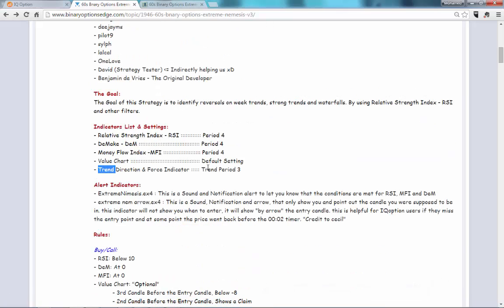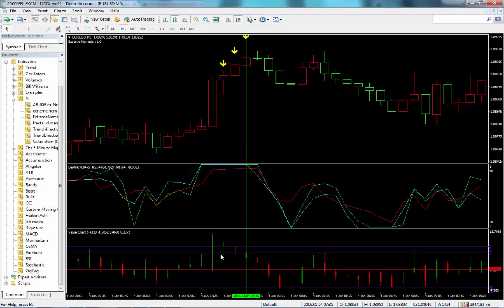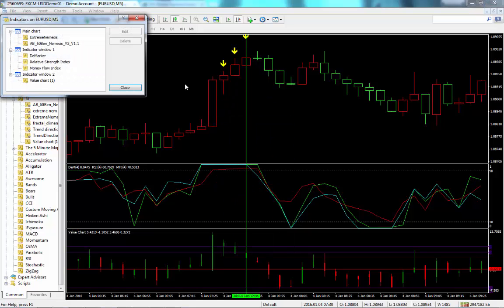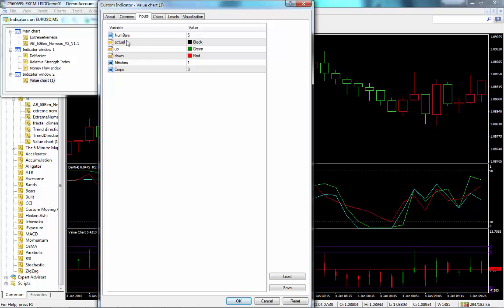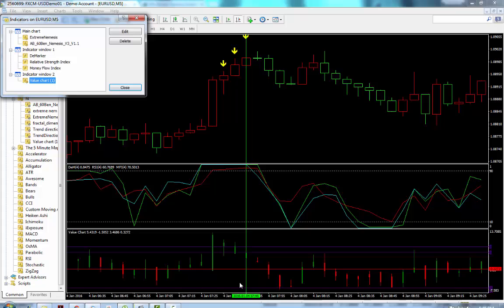And by the way, the trend direction and force indicator, did I put it on period 3? Let me check. I don't think it's period 3. My bad, I think it's 4. I'm sorry. Oh, 5. My bad, 5 bars. So the number of bars for the value chart is 5.